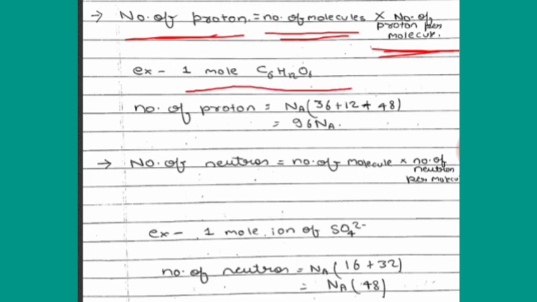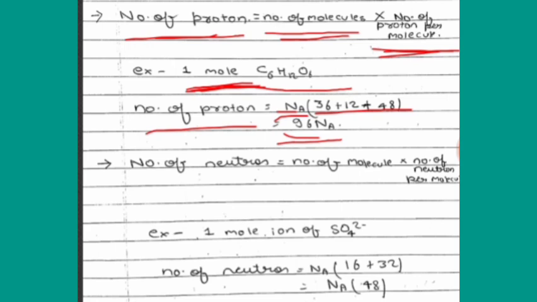For 1 mole glucose, the number of molecules will be given by number of moles into Na. The number of moles given in the question is 1 mole, so the number of molecules is equal to Na molecules. And the number of protons per molecule is 36 plus 12 plus 48, which is for carbon, hydrogen and oxygen respectively, combined giving 96 protons. So number of protons is equal to 96 into Na.